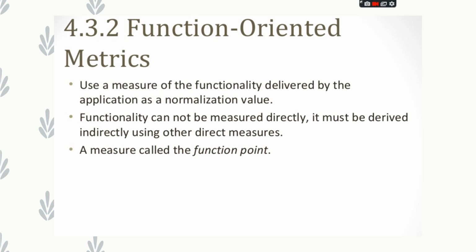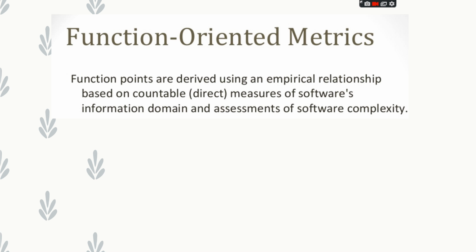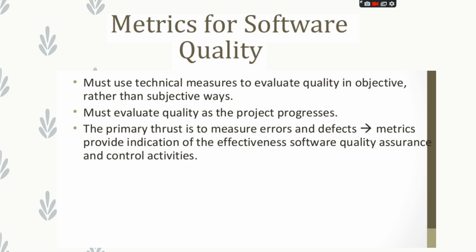Function-oriented metrics use a measure of the functionality delivered by the application as a normalization value. Functionality cannot be measured directly. It must be derived indirectly using other direct measures, and such a measure is called the function point. Function points are derived using an empirical relationship based on countable, that is direct, measures of the software information domain and assessment of software complexity.